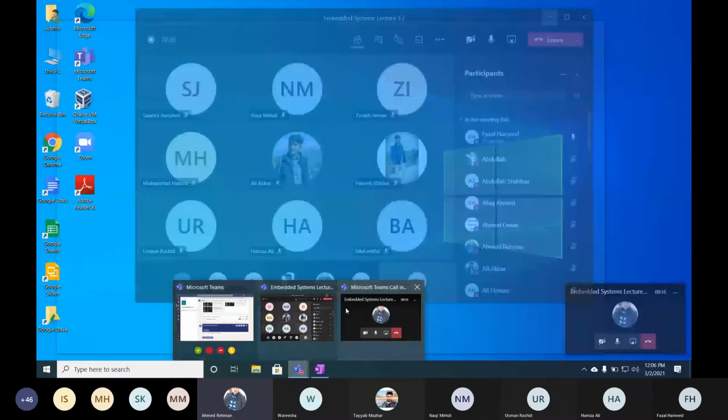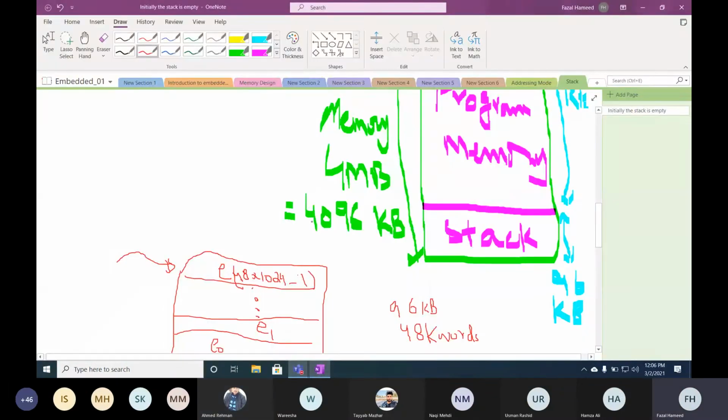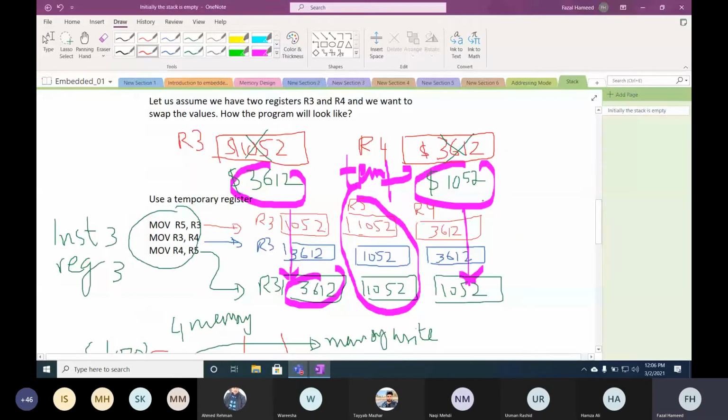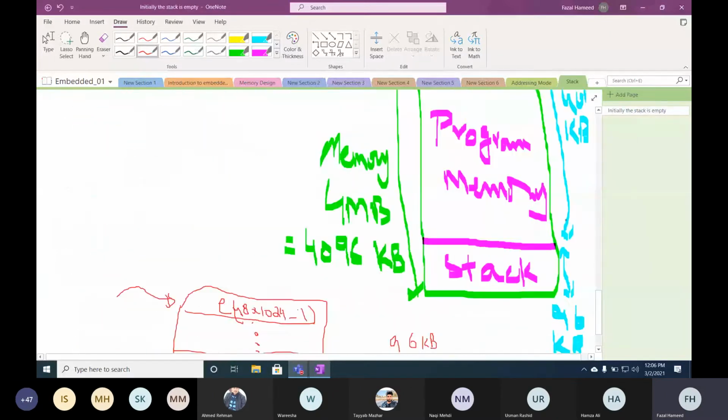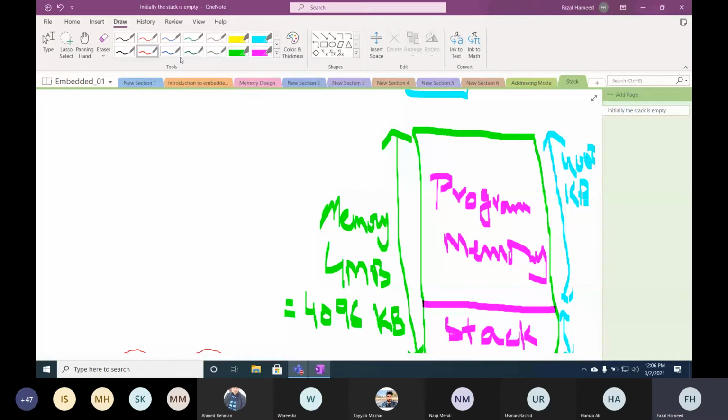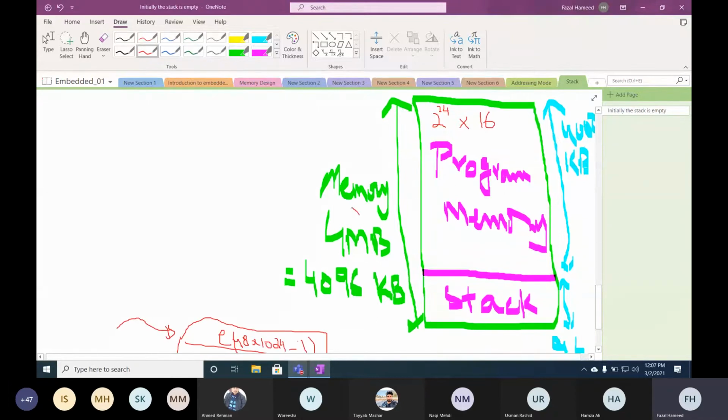16 bits. No, what was the size of the memory? If you remember in your previous lecture, we actually had a 2 MB of memory. Why is it a 2 MB of memory? Because we assume how many address lines we have? 2 to the power 24 multiplied by 16, and that is equal to 4 MB.